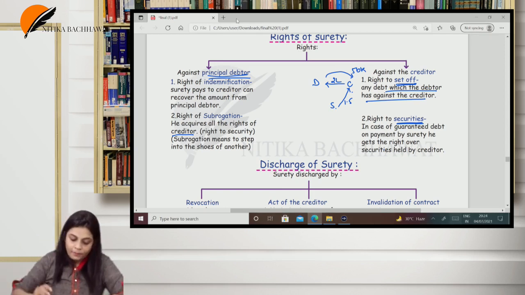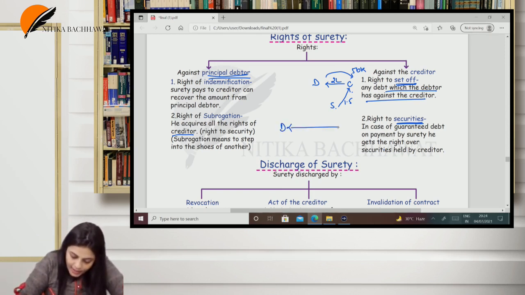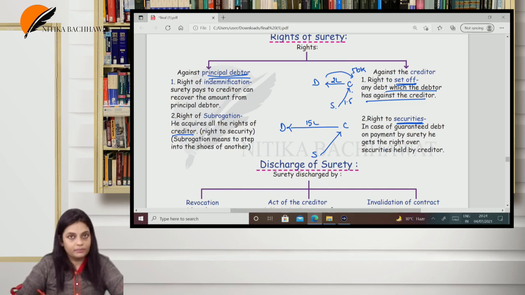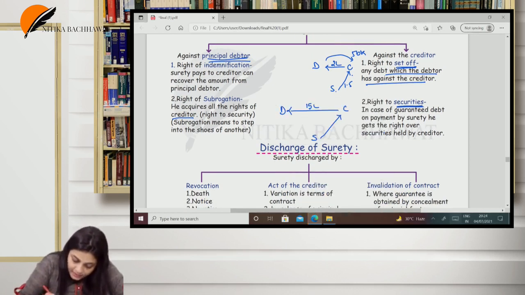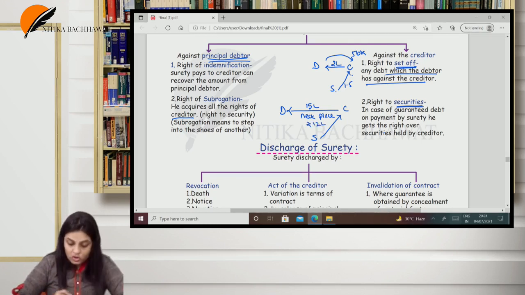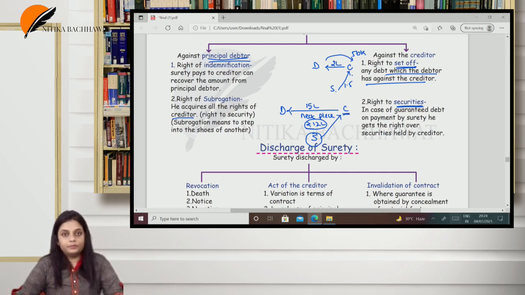What does this mean? Now, let us say the debtor had taken a loan of 15 lakh from the creditor, for which S had given a surety, right? Apart from this, the debtor had also given a neck piece, okay? The debtor had also given a neck piece of rupees 12 lakh to C. So, can we say he has a guarantee as well as a pledge? Yes.